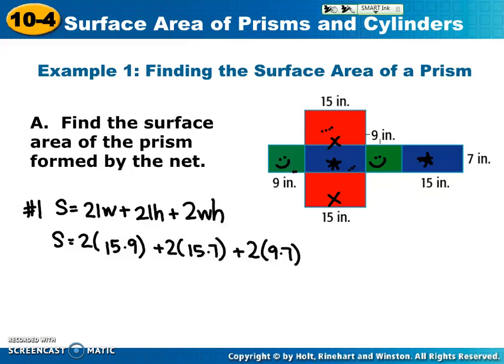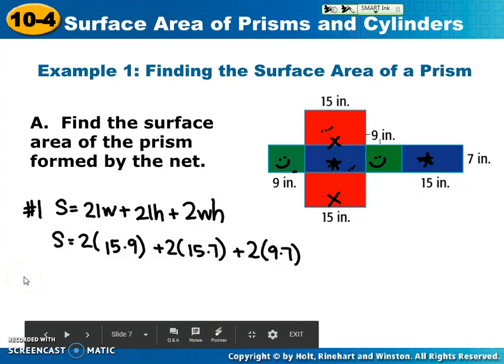All right, so you notice there, here's the area of the red, 15 by 9, and I'm going to multiply by 2 because there's 2 of them. Here's the area of the blue, 15 times 7, and then times 2. And then 9 times 7 is the green, times 2 because there's 2 of them. Now we just have to do all the math.